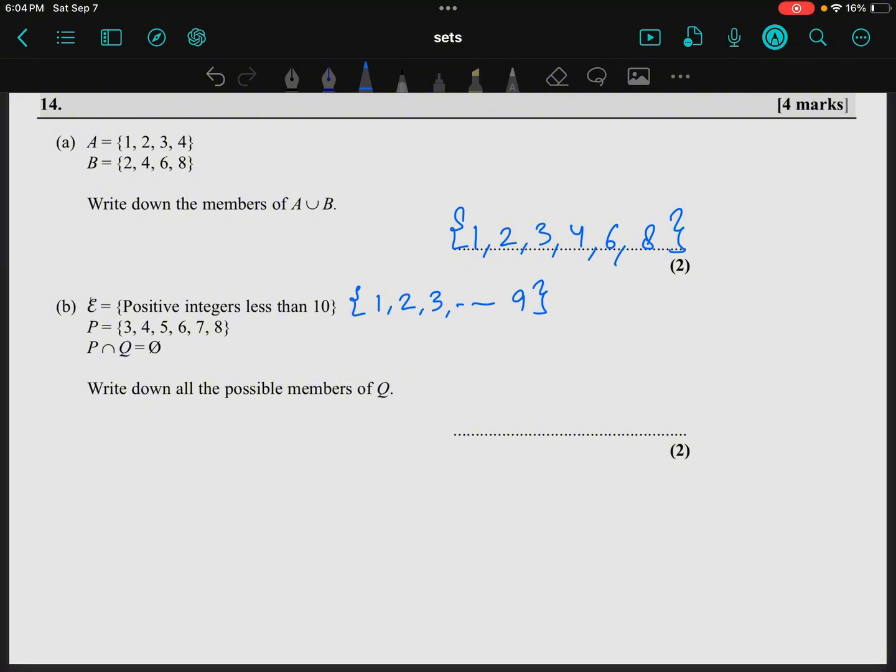Q in Q. Universal set is 1, 2, 3 up till 9. So we can take any element except for 3, 4, 5, 6, 7, 8. So except for 3, 4, 5, 6, 7, 8, what remains? 1, 2 and 9. Okay, we can take any of these elements. I'll write it properly: 1, 2 and 9.